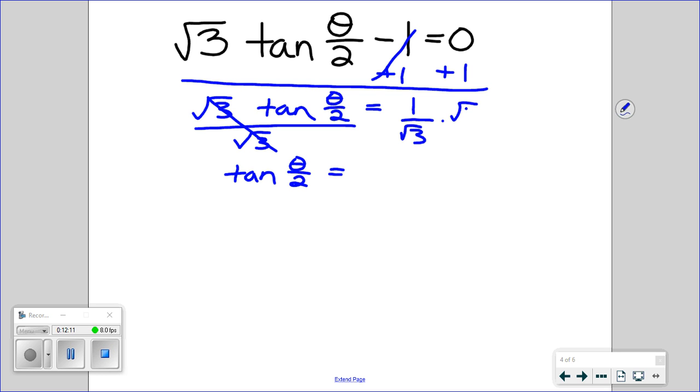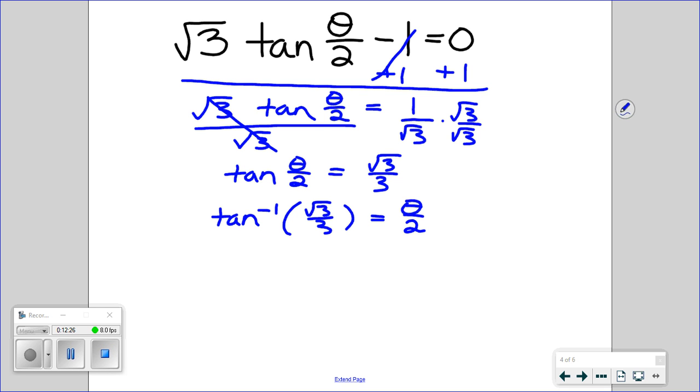Now, you probably want to rationalize your denominators, so you recognize this value from the unit circle. Okay, then we're going to use our inverse trig function. It's just going to equal theta over 2 instead of just theta. And then we're going to think to our unit circle, where is tangent equal to square root of 3 over 3? Well, that is actually at pi over 6.